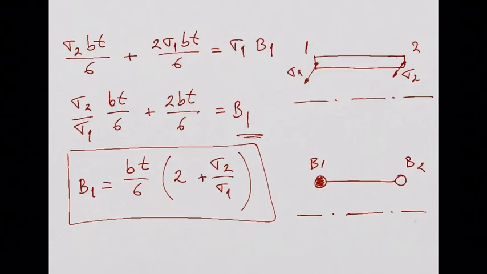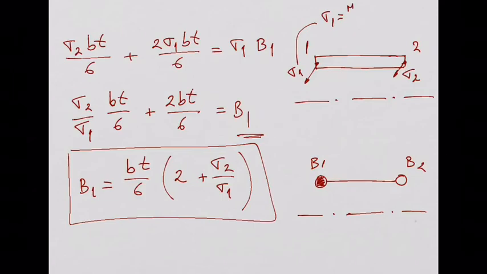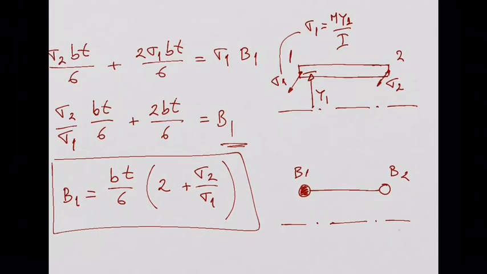And it's quite easy. Here, this sigma 1 is going to be what? The bending moment times the distance to the neutral axis of this point 1, which is this distance, over the second moment of area of the entire cross-section. And this sigma 2, the stress at this point, is also given by the bending moment times the distance y2, which is this distance here, over the second moment of area.